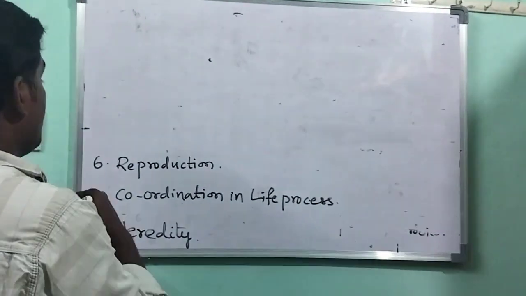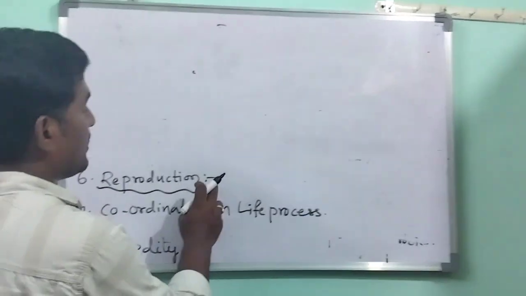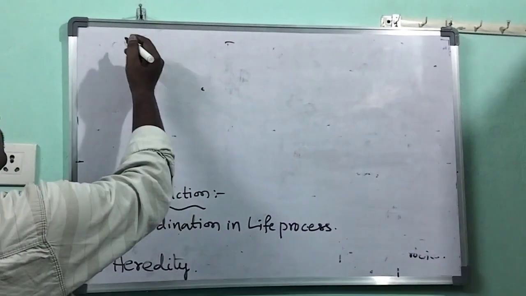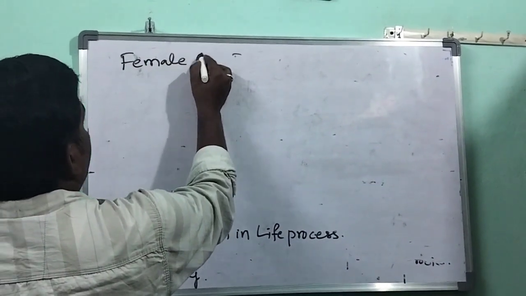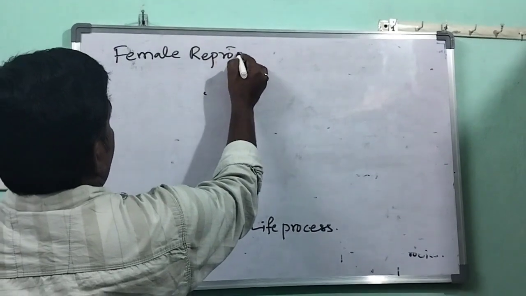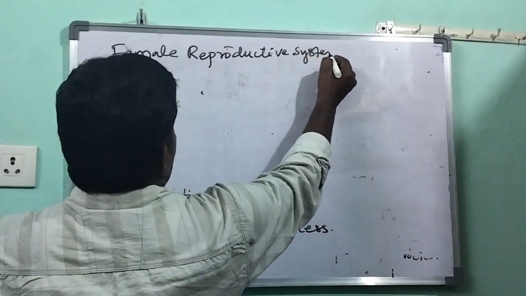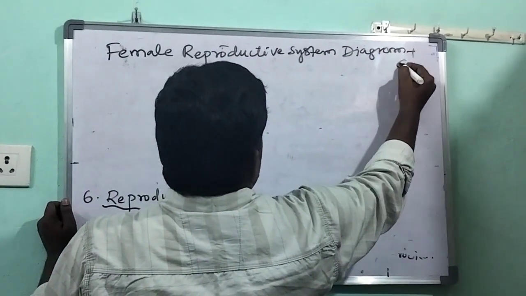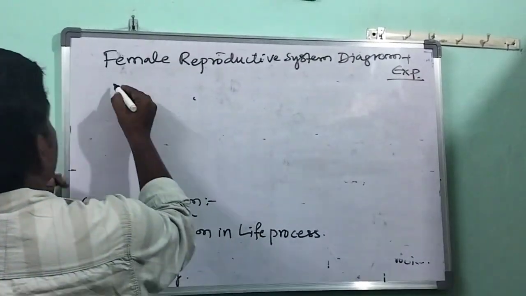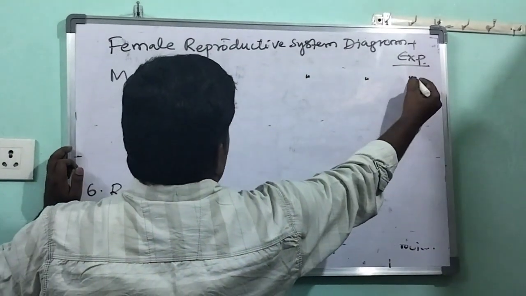Okay, in the reproduction chapter. This is a very important chapter. We can expect one more 6 marks question from this reproduction chapter only. So what is that? Female reproductive system, diagram plus explanation. Also next, male reproductive system, diagram plus explanation.